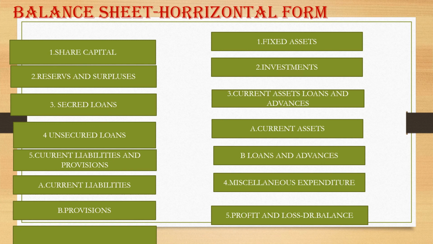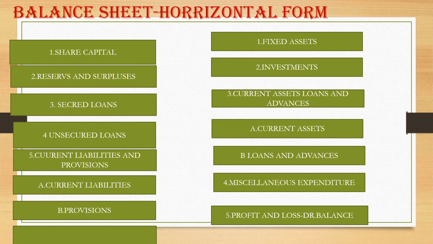Then third is secured loans. What are secured loans? Those which the company has taken by mortgaging some fixed assets. Like if the company has mortgaged its building, plant or furniture, they are called secured loans. But always remember, these are long-term loans taken by the company for a period of more than 12 months. Unsecured loans are those loans for which the company has not given any security. The company has taken loans from banks or other financial institutions but has not given any security. They are called unsecured loans.